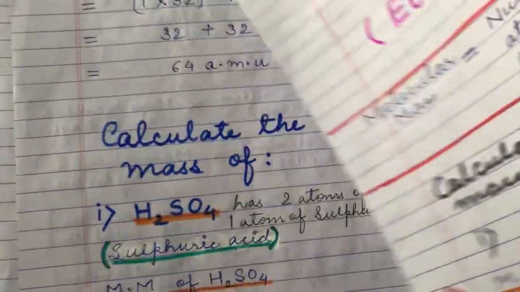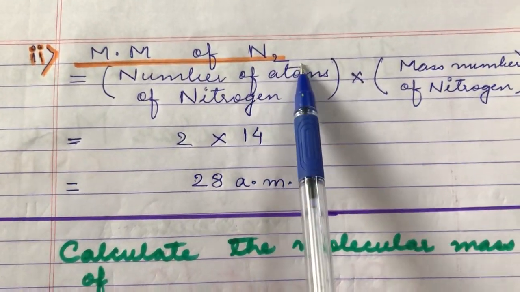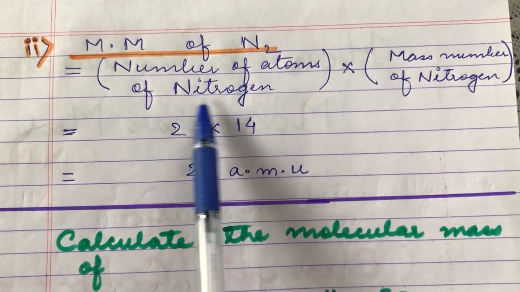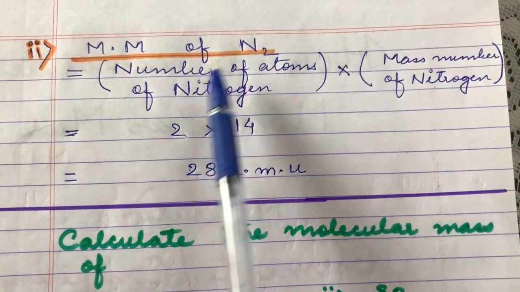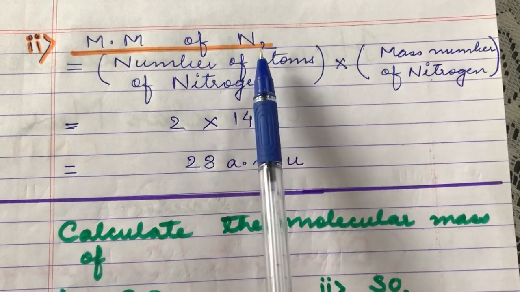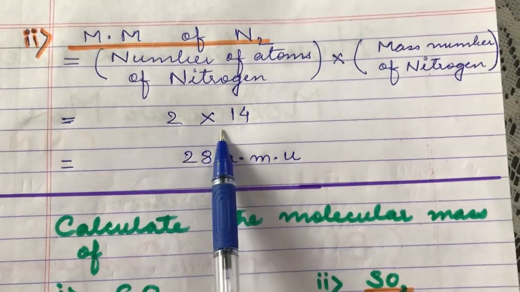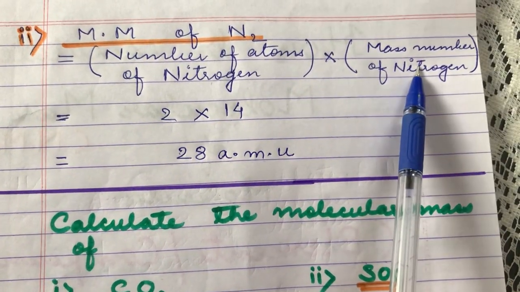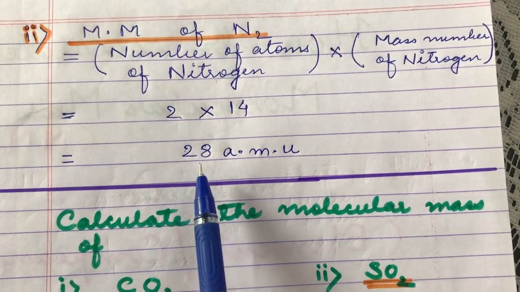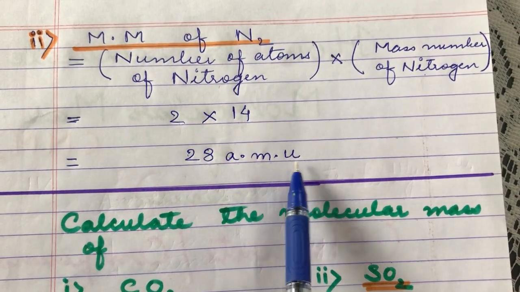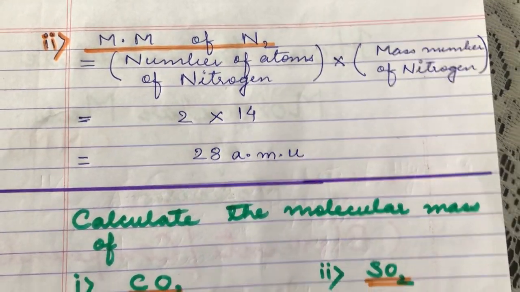Now let us try calculating for nitrogen. The molecular mass of nitrogen is simply the number of atoms of nitrogen multiplied by the mass number of nitrogen. Now, as the N2 molecule has 2 atoms, 2 is the number of atoms of nitrogen, multiplied by the mass of nitrogen. Nitrogen has a mass of 14. So we multiply 2 with 14 and the answer comes out to be 28. And AMU is the unit of molecular mass, atomic mass unit.